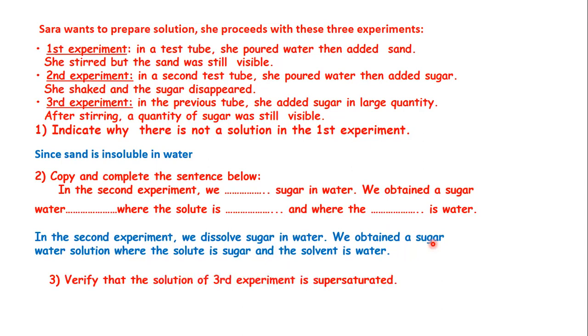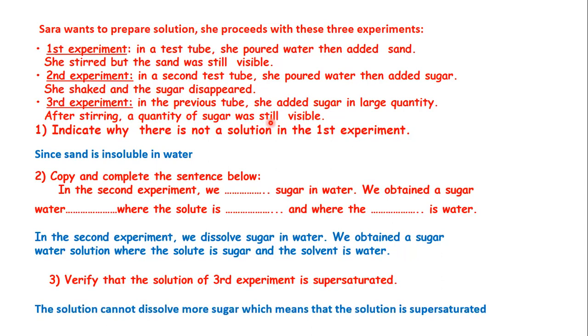Part 3, verify that the solution of the third experiment is supersaturated. We use the tube of experiment 2 that already contains sugar, and we add some amount of sugar, so the sugar cannot dissolve into the solution. We have, as a result, a quantity of sugar still visible. So the solution cannot dissolve more sugar, which means that the solution is supersaturated.